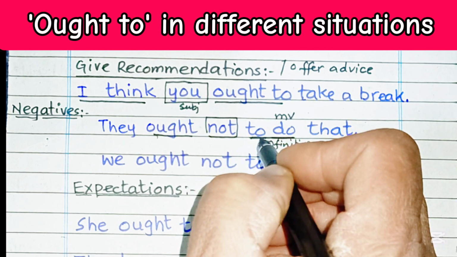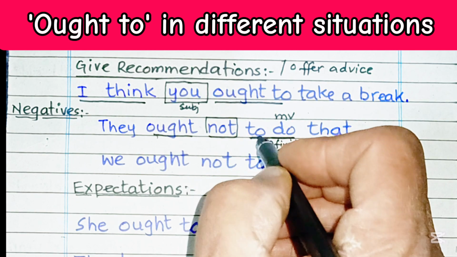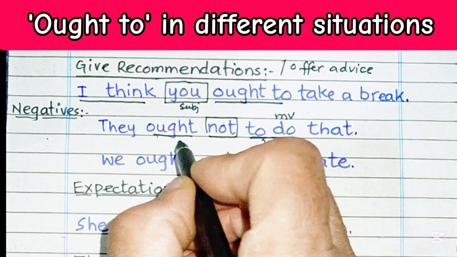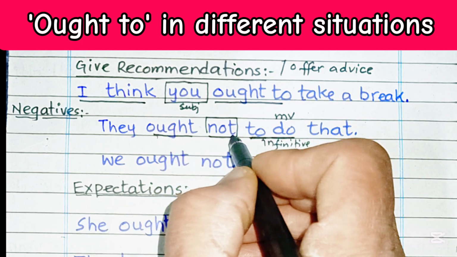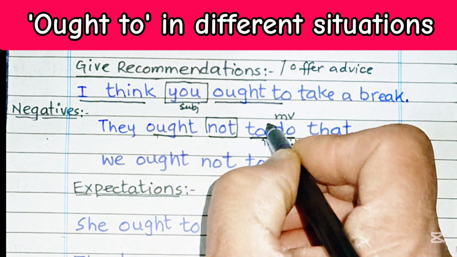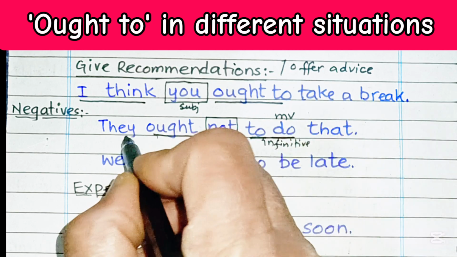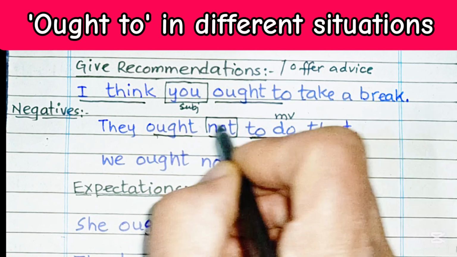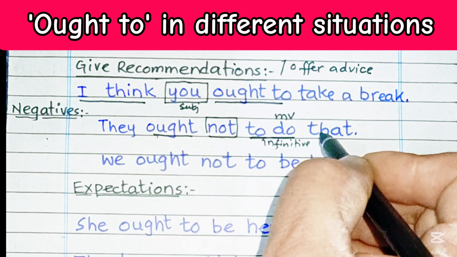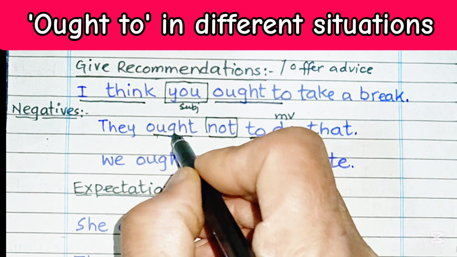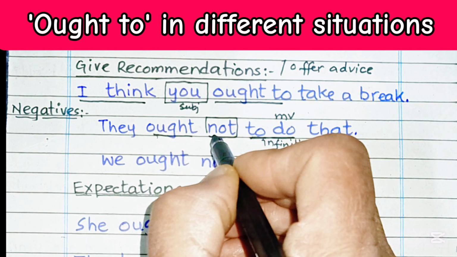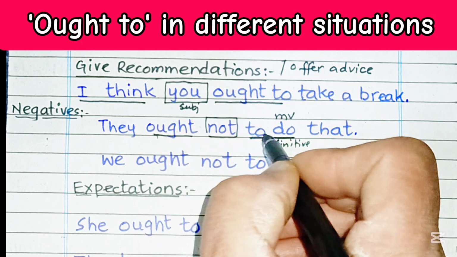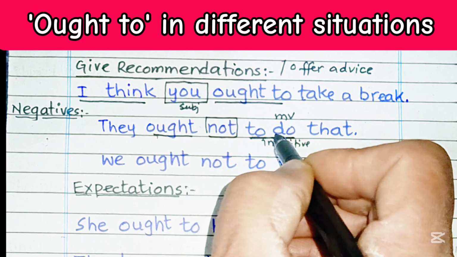Remember that we can't split an infinitive. We can't put not just after to. We can't say they ought to not do that. That will be an incorrect expression. They ought not to do that. This is correct. Just after ought, we have to put not, and then there will be an infinitive to do.